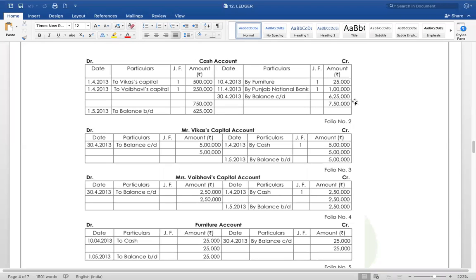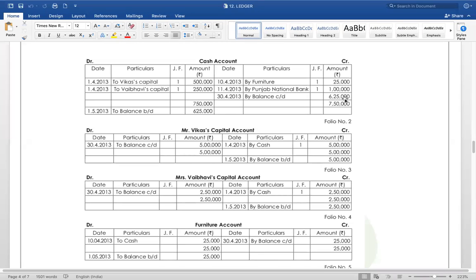Sir, it doesn't mean that because you're writing on the credit side, it should be a credit balance now. No, it is not like that. Whichever side the account is showing more, we say the account is showing that side balance. In this case, the debit side is more. So we say the account shows a debit balance of 6,25,000.